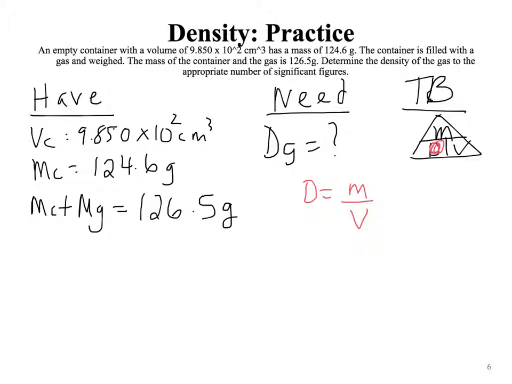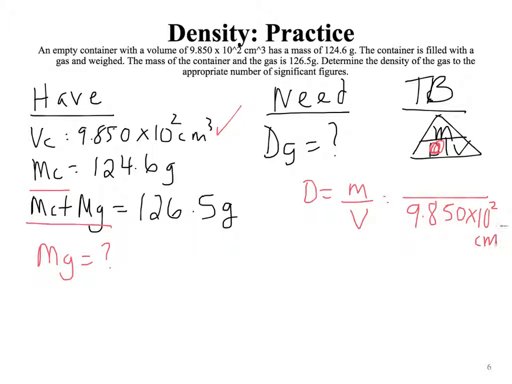Right? So do we have our mass? Remember, it has to be the mass of the gas. And we do not. So we need to figure that out, because all I have is the mass of the container and the mass of the container with the gas. I need to figure out the mass of the gas. Then I need the volume. The volume I have, it's right here, so let's put it down. The volume is 9.850 times 10 to the second centimeters cubed.